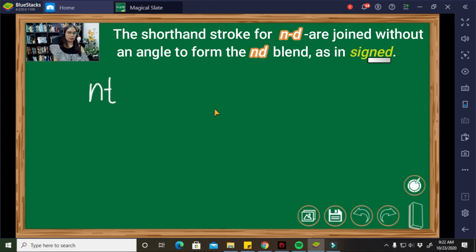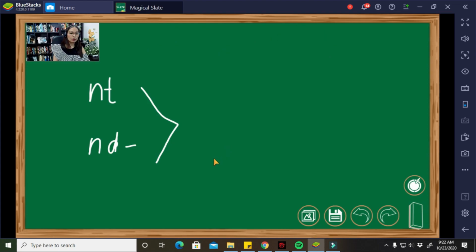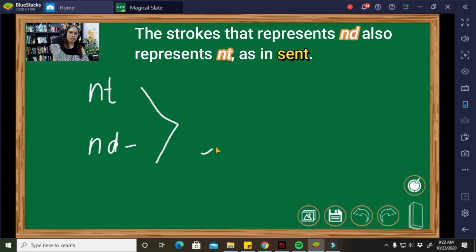NT blend. Now according to the rule, the symbol that represents ND, which is a blending symbol, is the same as the symbol that we are going to use in NT. So meaning to say, they are both a blending symbol. So this is how it looks like. Again, it's the same blending symbol. Okay, so that's easy. So let's have an example. The word is scent.